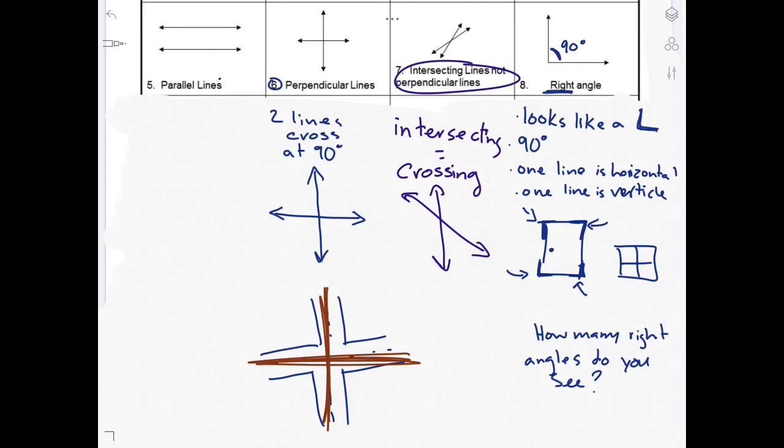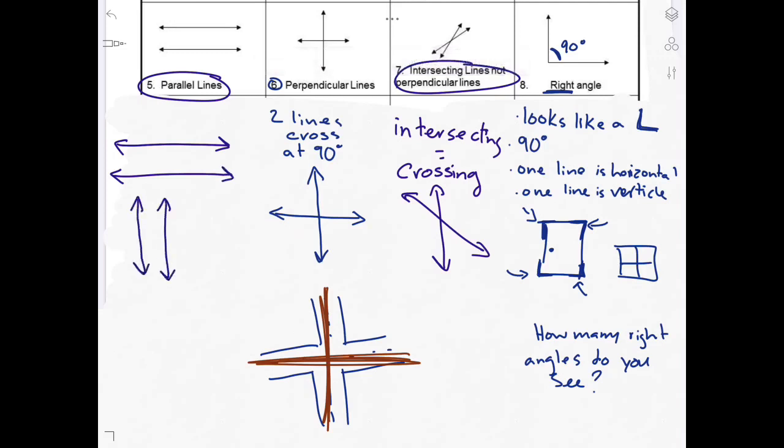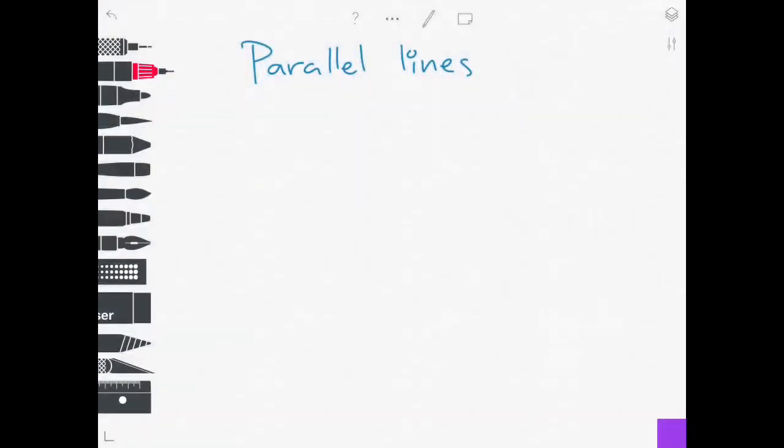And the last one is parallel lines. Parallel lines are two lines that either go left to right or up and down or side to side, but they never, ever, ever in a million years cross. All right, so we are going to be looking at parallel lines a little closer. So the first thing is they never, ever touch. So let's look at some shapes. So for example, if I was going to have a shape that looks like this, can you find the parallel lines?